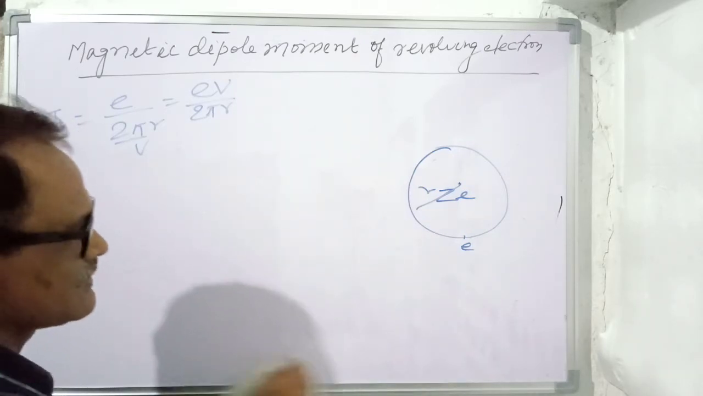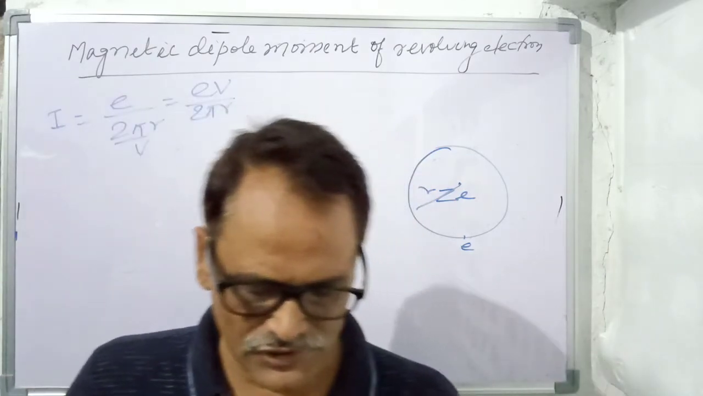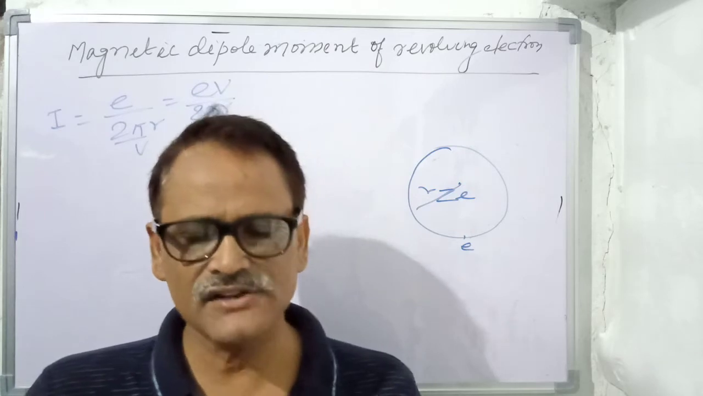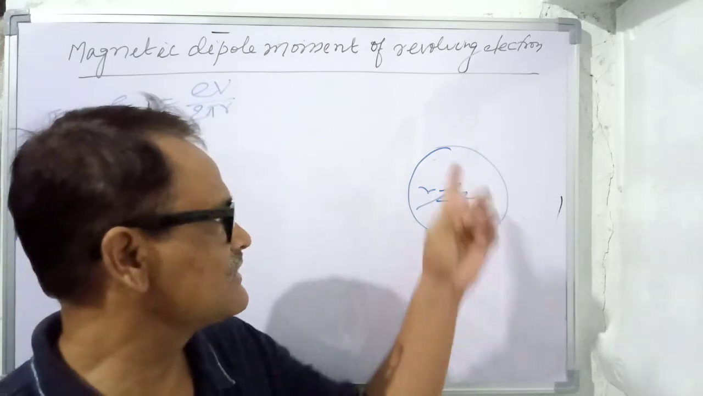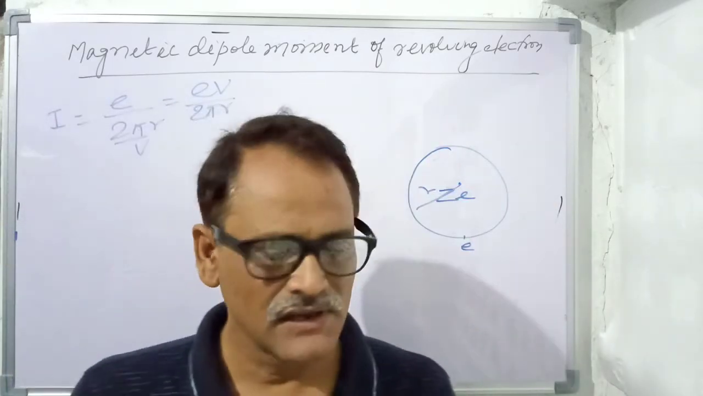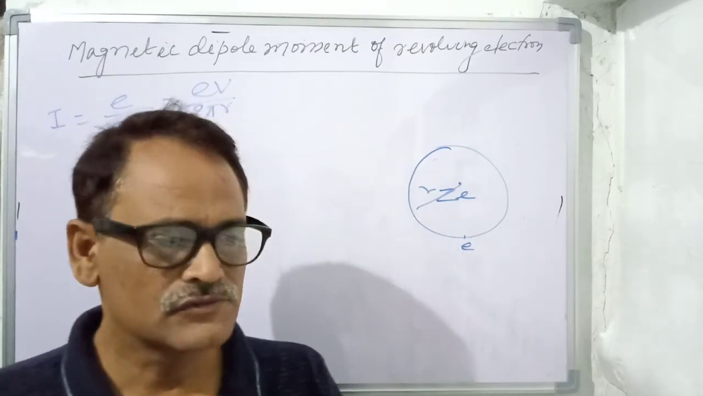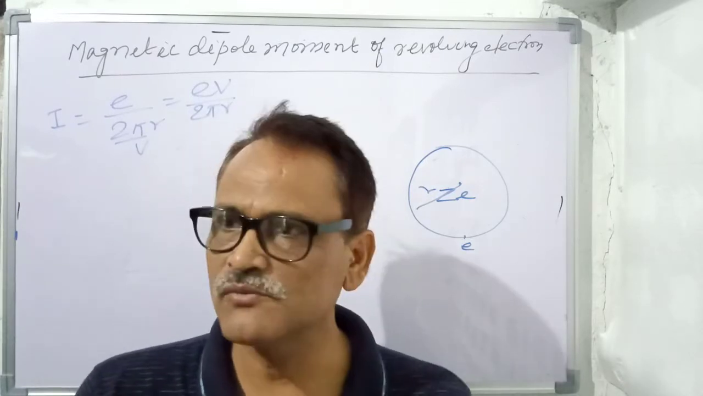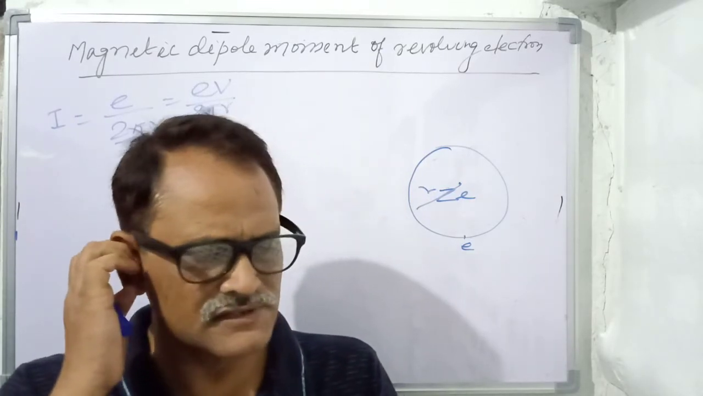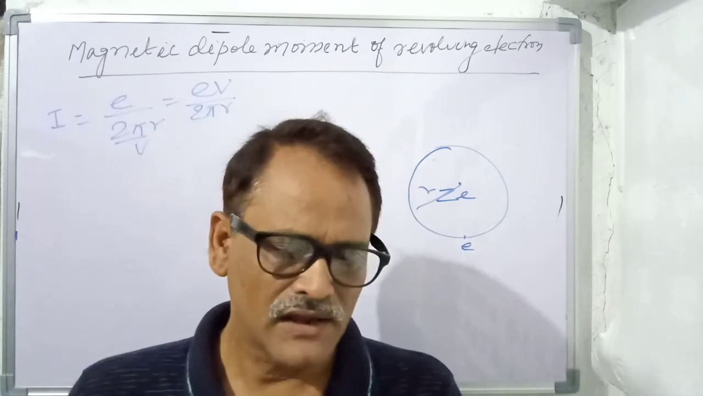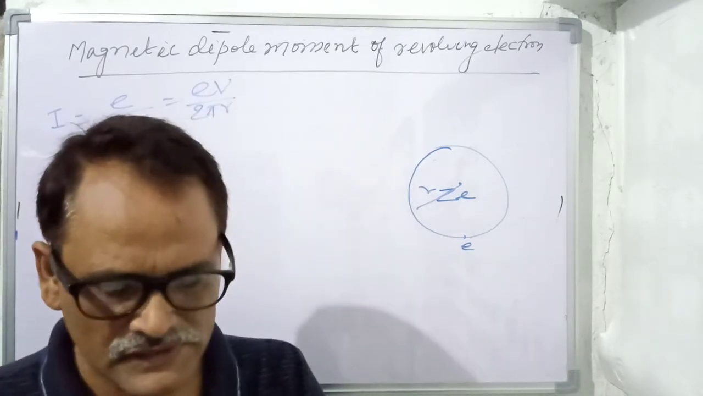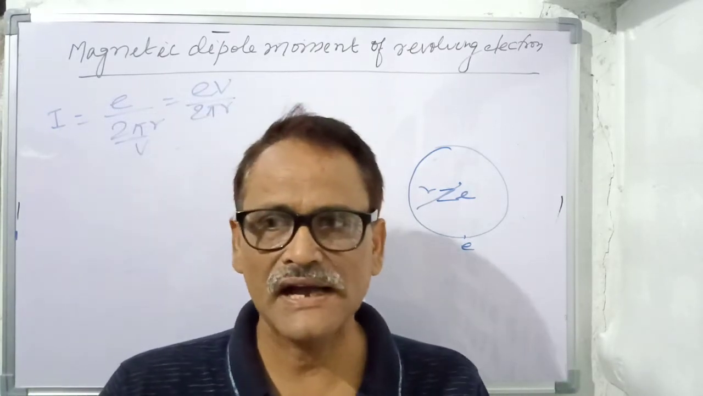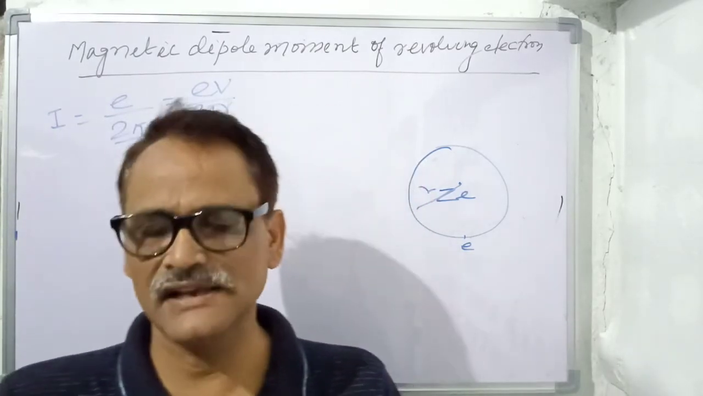Now we know that if there is electric current in a loop, it will provide a magnetic dipole moment, and that was discussed in my earlier class. The dipole moment is equal to I into A, where I is the electric current and A is the area vector.